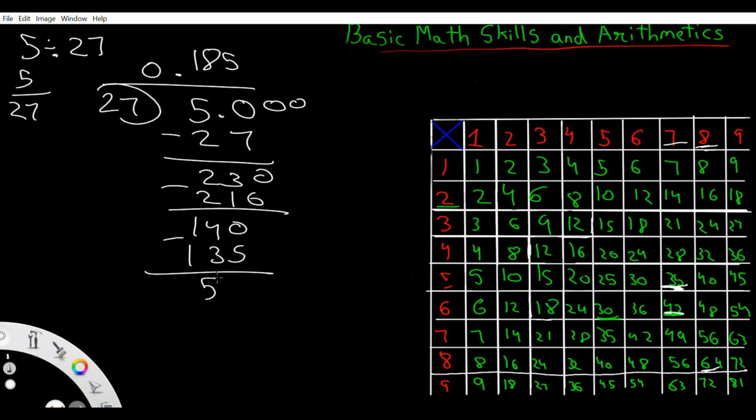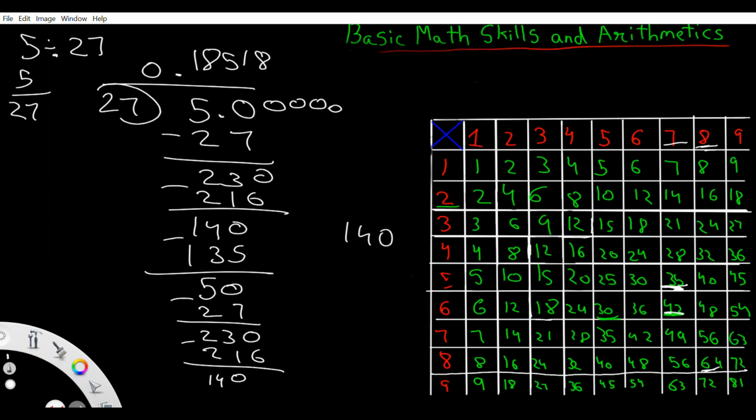This again brings us back to 5. So we put a 0 here to make this 50. And 27 times 1 is 27. You take away, you get 23. And you see that it is repeating. 230, and you take away 216, which is 8 times 27, and you get 14, then you bring a 0, 140, and then you do 135, bring a 5 here, to get back to again 5. So this is going to repeat itself.